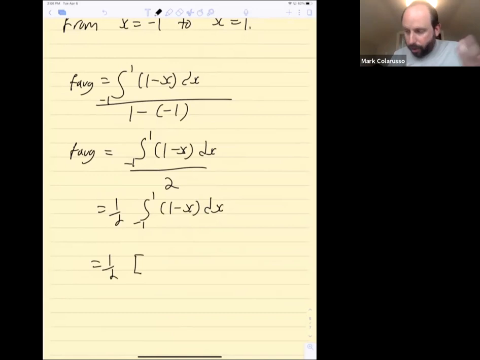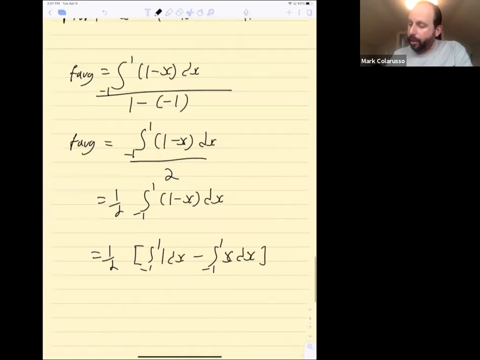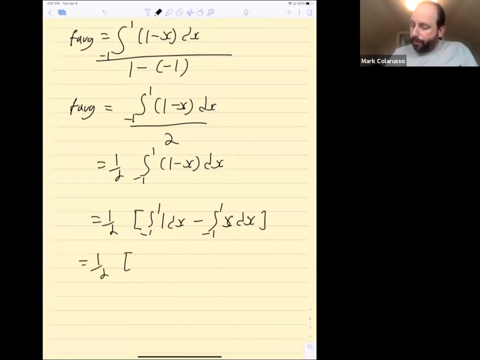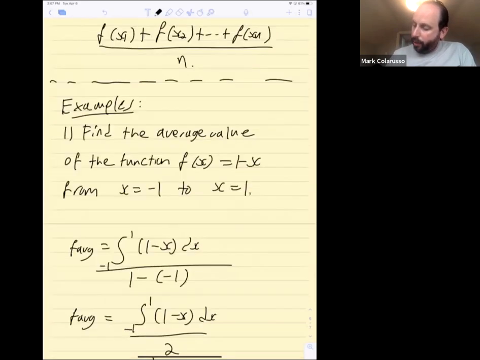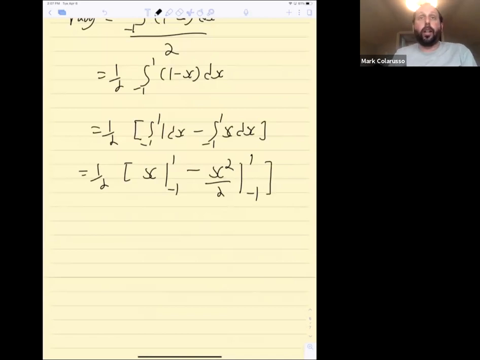Okay, so we can just find this integral. We've got to find an antiderivative of 1 minus x, or we can split it up if you like. We've been doing that, so maybe I'll do that before I find the antiderivative. We get the integral from -1 to 1 of 1 dx minus the integral from -1 to 1 of x dx, and multiply everything by 1/2. Now we're good to go. An antiderivative of 1 is just x. We evaluate at 1 and subtract the result of evaluating at -1. That's that bar notation that you love. And x squared over 2 is an antiderivative of x, evaluated at 1, and then evaluated at -1, and subtract.